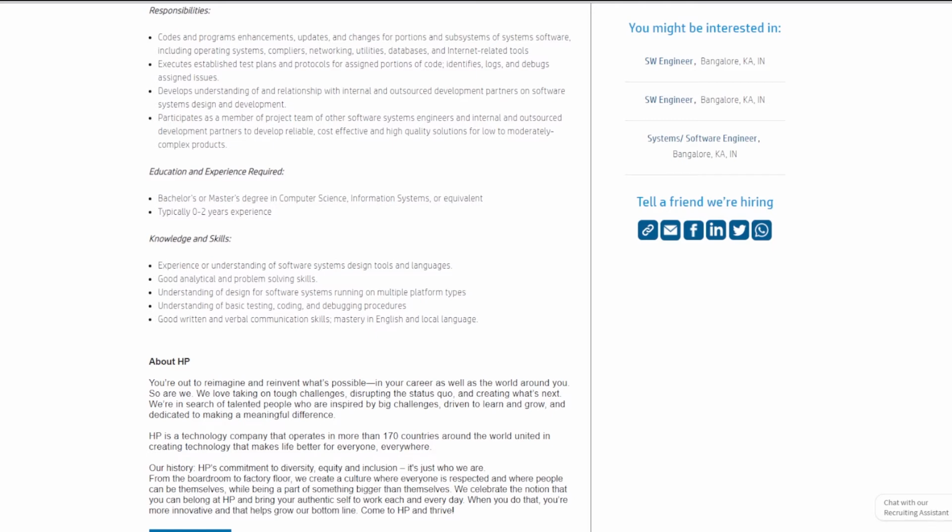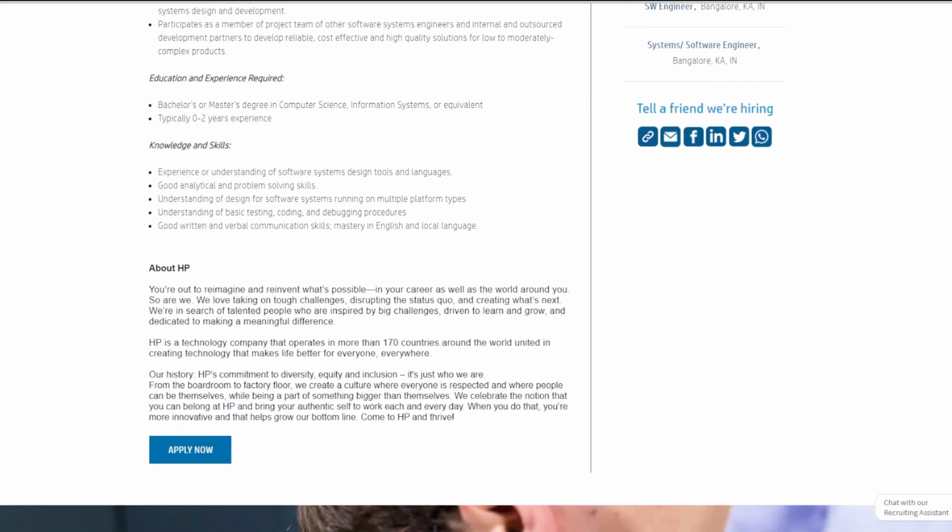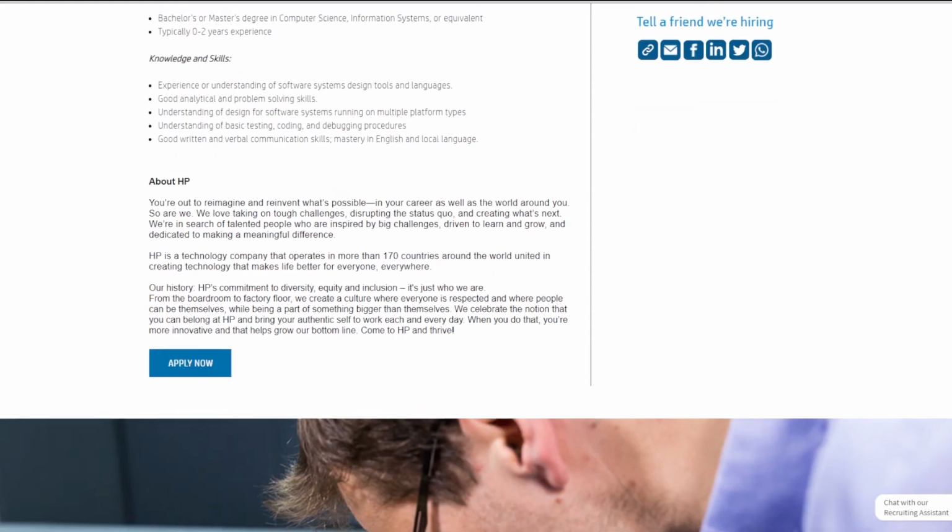external and outsourced development partners on software system design and development, participating as a member of a project team of other software system engineers, internal and outsourced development partners to develop reliable, cost-effective and high-quality solutions for low to moderately complex products.